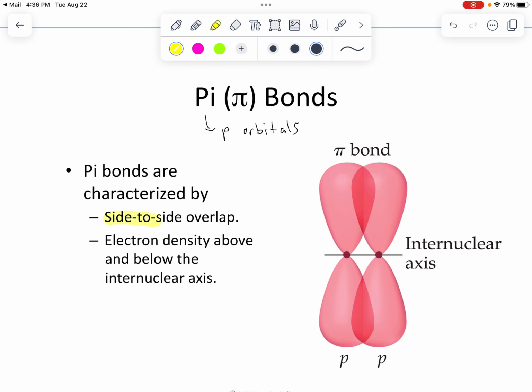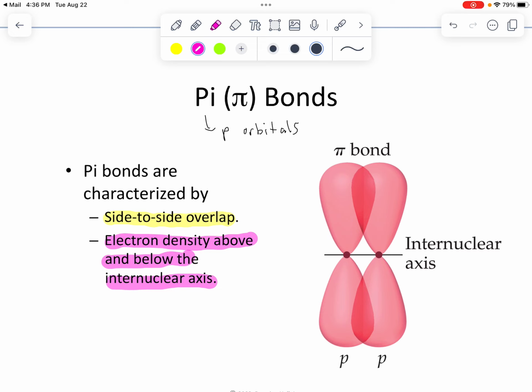So rather than head-to-head overlap, now we're talking about side-to-side overlap. And I think this will make more sense as we look at some structures, but they're not overlapping head-to-head, traveling along the same axis. Instead, they're both perpendicular to that axis, but we bring them close enough together so there's some amount of overlap. And then with regard to the electron density, it's going to be above and below the internuclear axis like we see here.